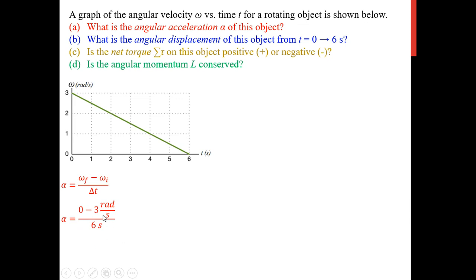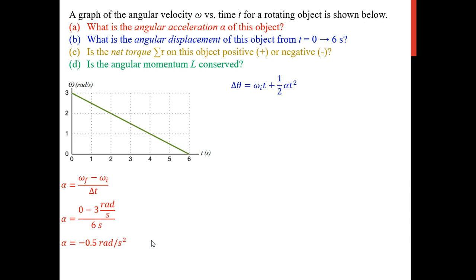So if you want to do that, it'd be negative 3 divided by 6 seconds, which is the time interval used. And then from there, you can simplify your calculator work to just negative 1/2 rad per second squared, or negative 0.5 rad per second squared. Okay, so that's part A.